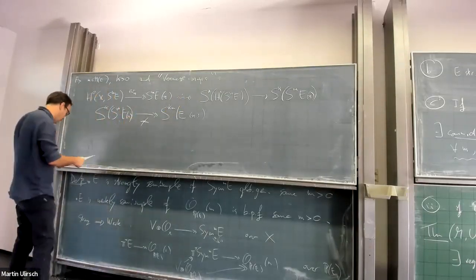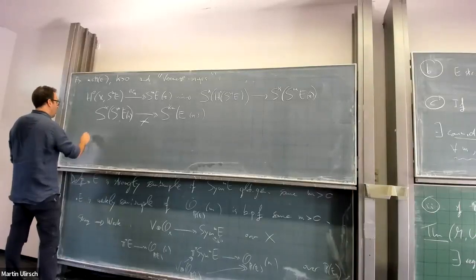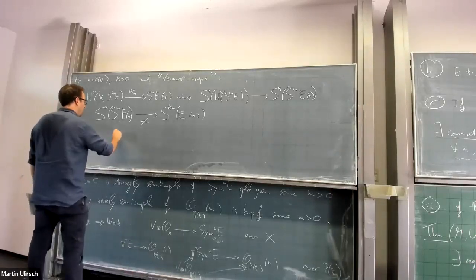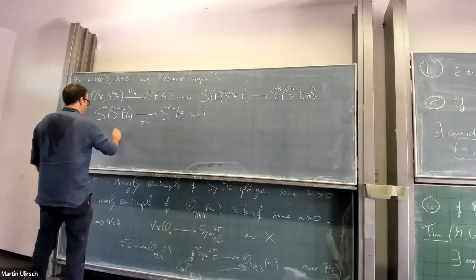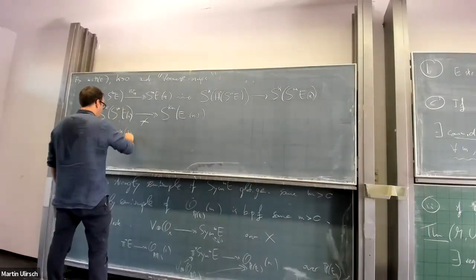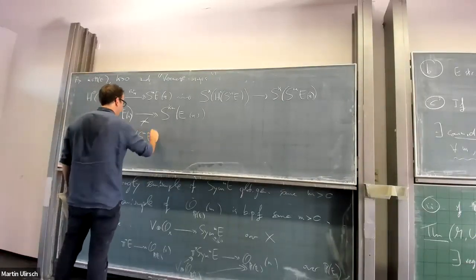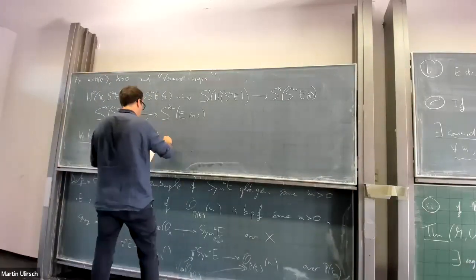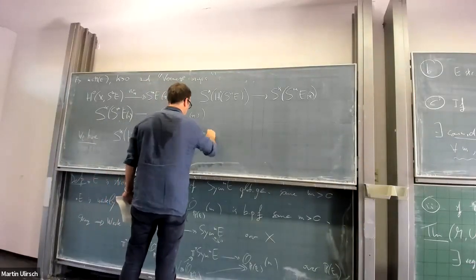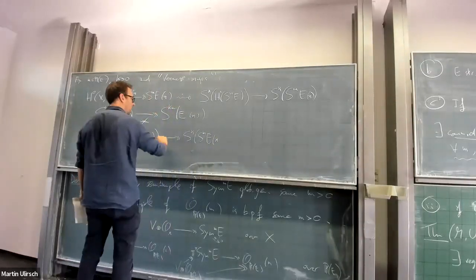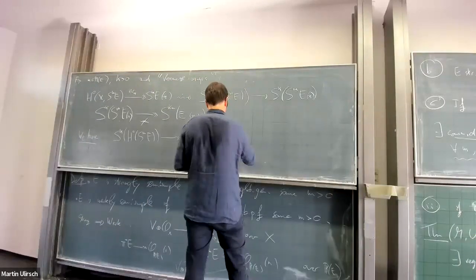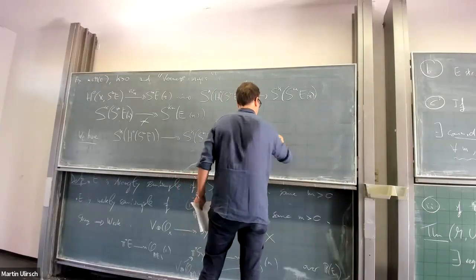And therefore, for an evaluation map at x, we have the following: S^k of H^0 of S^m of E. This map here, one can show that it surjects onto S^k of S^m of E_x. Yes. And then we have another surjection onto S^km of E_x.